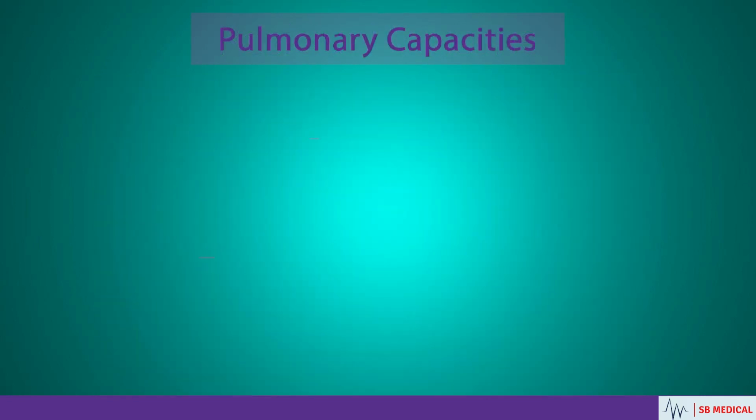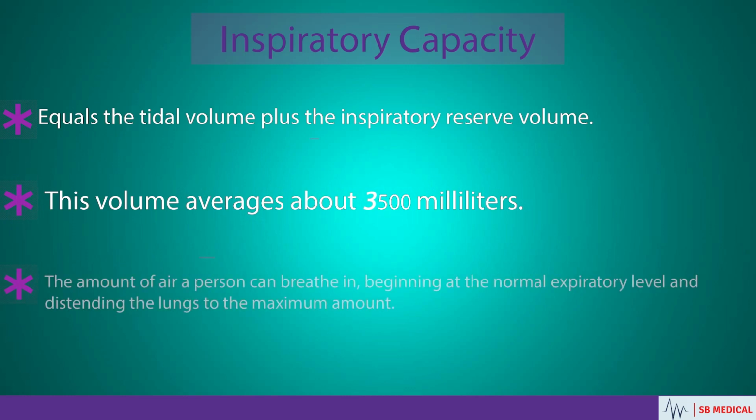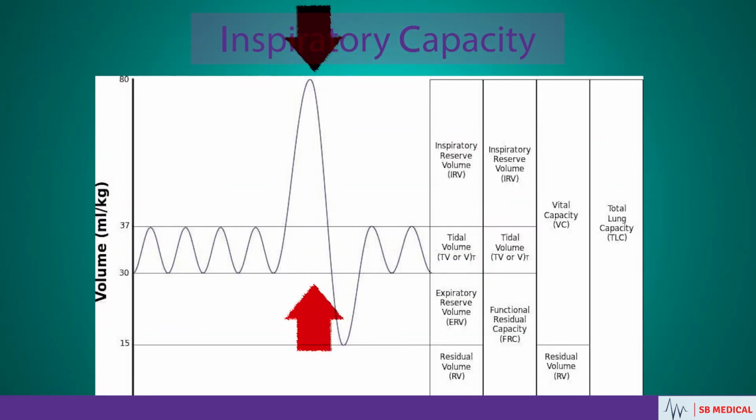In describing events in the pulmonary cycle, it is sometimes desirable to consider 2 or more of the volumes together. Such combinations are called pulmonary capacities. Inspiratory capacity equals the tidal volume plus the inspiratory reserve volume. This capacity is the amount of air, about 3,500 milliliters, a person can breathe in, beginning at the normal expiratory level and distending the lungs to the maximum amount. Inspiratory capacity is shown in this picture.